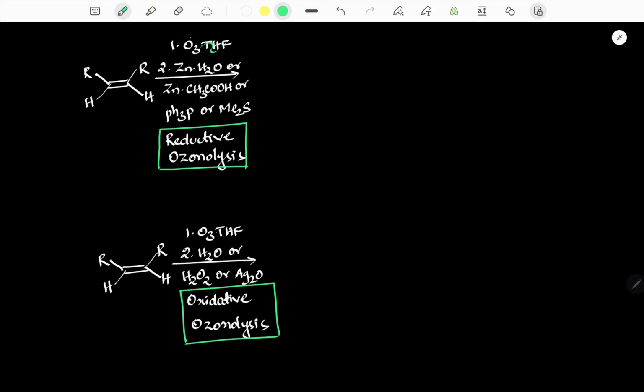When alkene is treated with ozone, zinc H2O, zinc acetic acid, triphenylphosphine or dimethyl sulfide, it is reductive ozonolysis. In the reductive ozonolysis, we have to dissociate the double bond and this portion will be converted into aldehyde. Simply add oxygen in the reductive ozonolysis and this portion will also be converted into aldehyde. So in this case, we are getting the mixture of aldehydes.